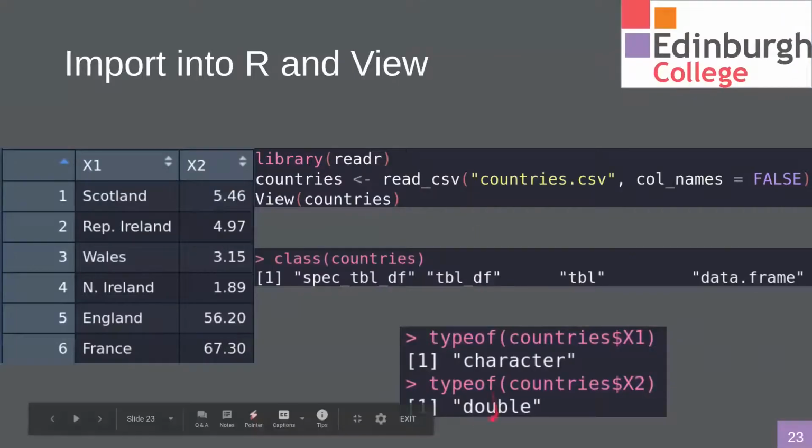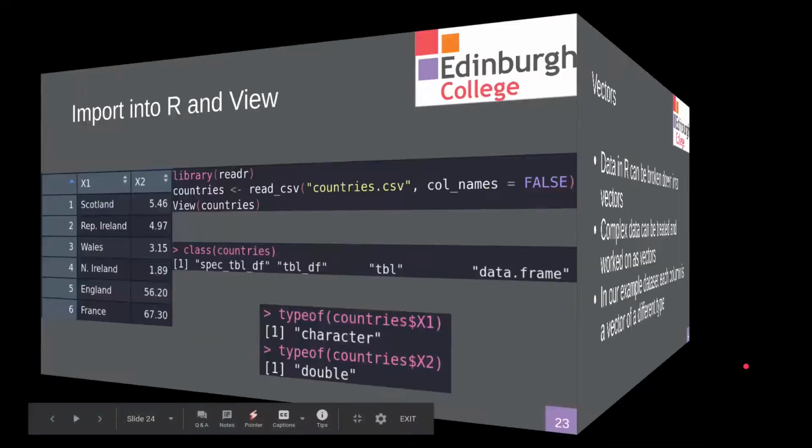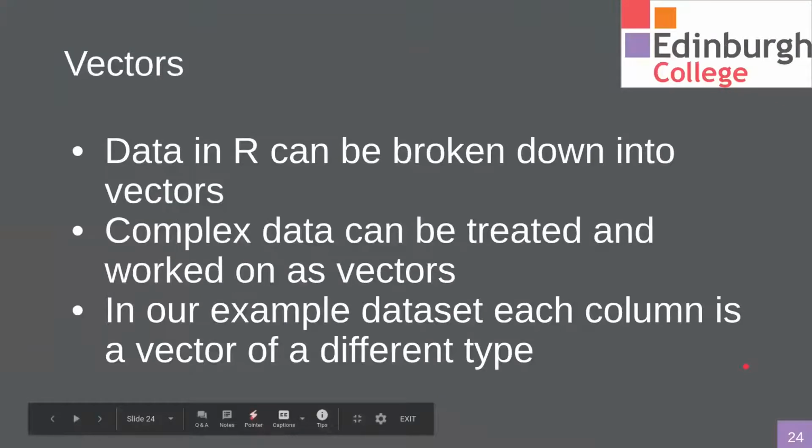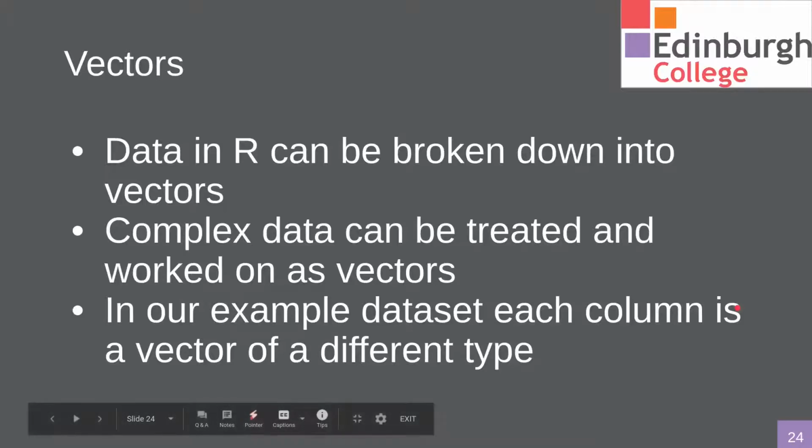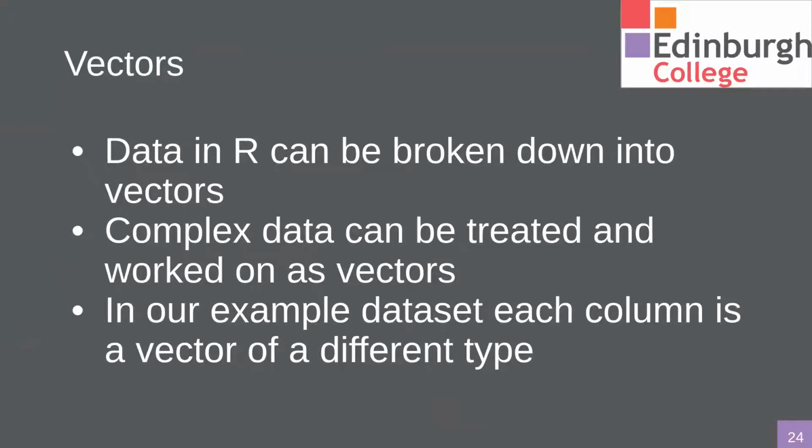And if I run that on the other column, the Scotland, Republic of Ireland, those are letters, so that would be the character data type. So data in R can be broken down into vectors. This is very useful. A vector data type can just be considered to be a collection of data, and R understands that if it's a collection of data, we can do work with it. So in the local countries data set that I've created with 6 lines in it, we have these different types, and these can be considered to be vectors.